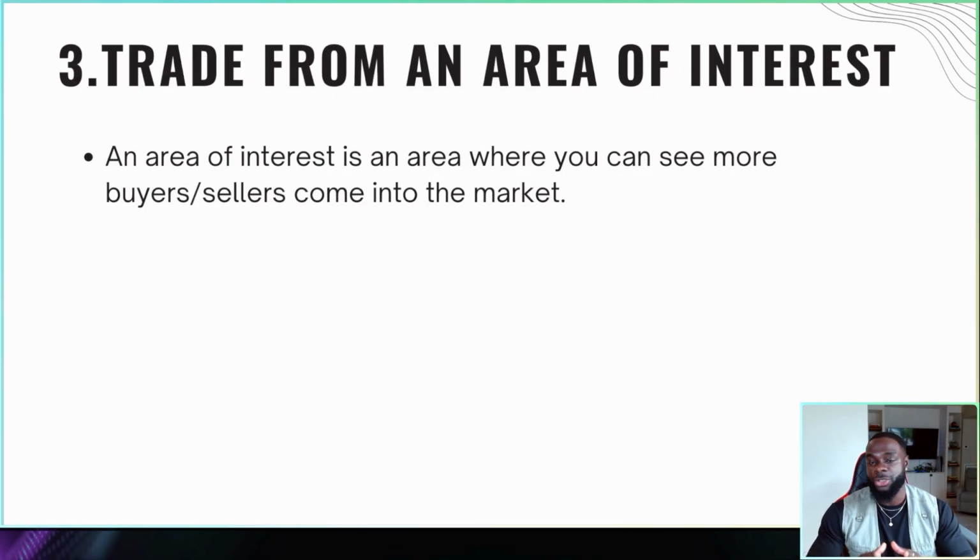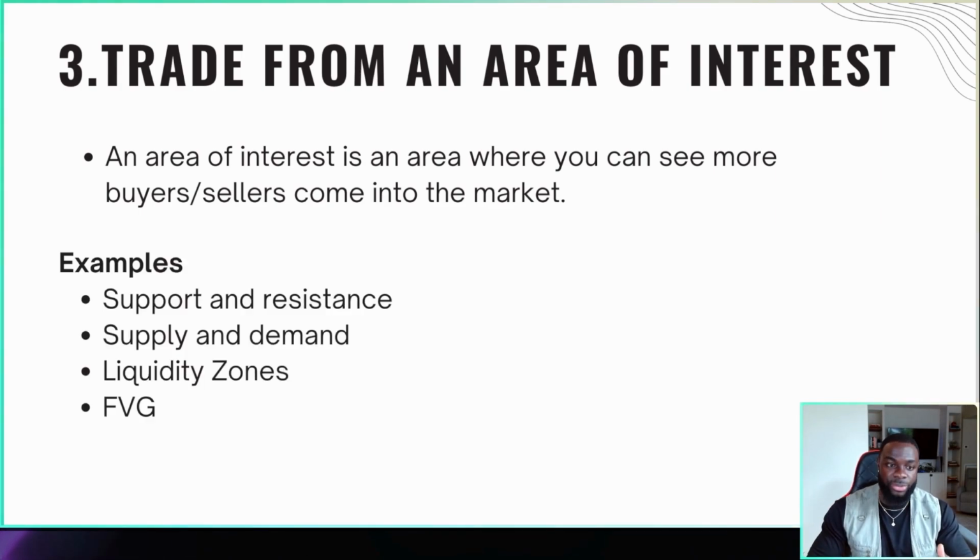The third rule is to trade from an area of interest. An area of interest is an area where you can see more buyers and sellers come into the market. Trading from an area of interest is what allows you to maintain a level of patience. Even as a scalper, you might say, okay, you're just buying and selling. The profitable scalpers will tell you that you still have to wait for the right opportunity. You still have to wait for price to get to an area of interest.